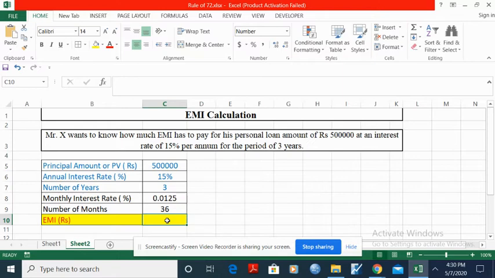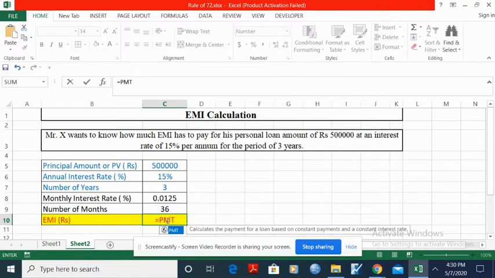There is a standard formula to calculate EMI. Equal to PMT. Just double click here. It clearly shows that rate represents the monthly interest rate, so select that. NPER represents the number of periods. You have to choose the number of months.